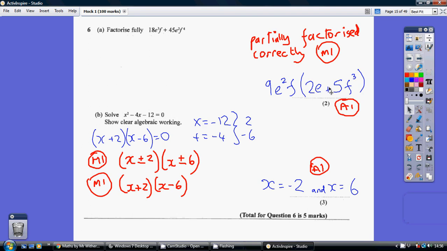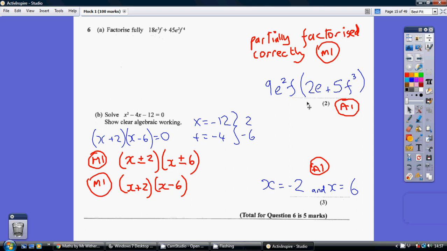So here's our single bracket. Now what's the most we can take out of the bracket? What's the highest common factor of 18 and 45? What's the biggest number that goes into both 18 and 45? Well, that's 9. What's the highest common factor of e cubed and e squared? What's the greatest number of e's that go into both? Well, that's e squared. And what's the highest common factor of f and f to the power of 4? Well, that's just a single f. So we can take all of that out of the bracket. We have to take all of that out of the bracket to factorize it fully.